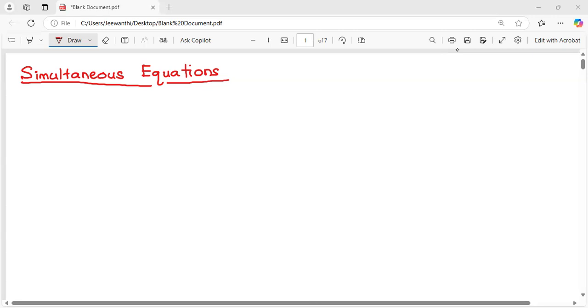two equations is this: so far, in whatever equations we have done, we had only one variable. It may be x, y, a, b, or whatever letter we use, we had only one variable, one unknown value. But here, when we are dealing with simultaneous equations, we have two equations with two variables, right? Two equations with two variables.